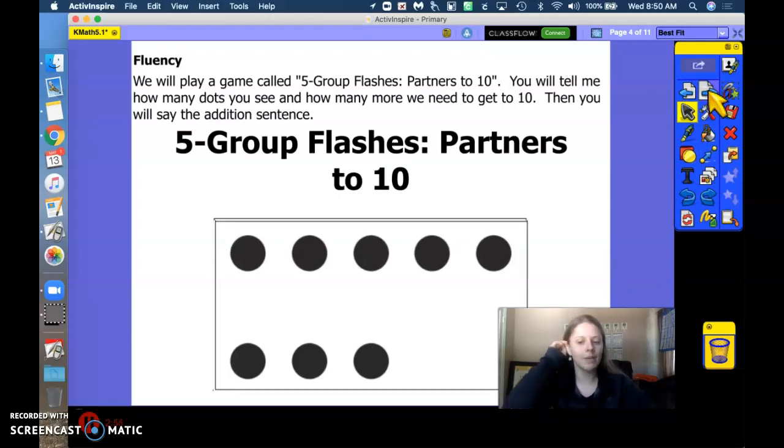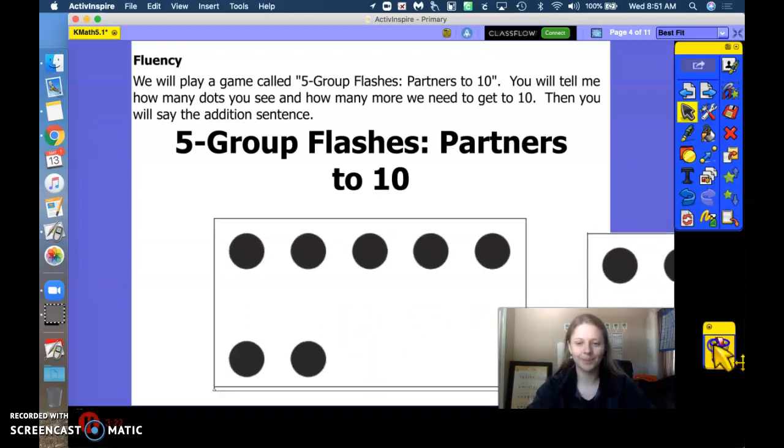So go ahead and tell me as fast as you can, how many dots do you see? And hold up those fingers. Great. I see 8 dots too. How many more do we need to make 10? 8, 9, 10. You're right, I tapped twice. So we say our number sentence, 8 plus 2 equals 10.